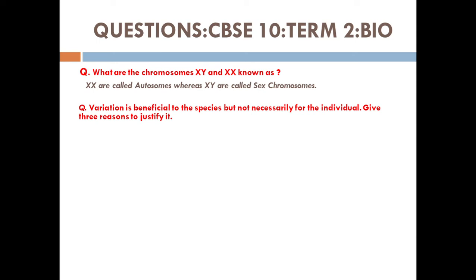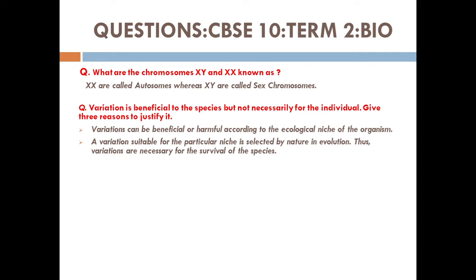The next question is, variation is beneficial to the species but not necessarily for the individual. Give 3 reasons to justify it. This question is also similar and repeated in one of the in-text questions in your chapter 8. So the answer is, variations can be beneficial or harmful according to the ecological needs of an organism. A variation suitable for the particular needs is selected by nature in evolution. Thus, variations are necessary for the survival of the species.